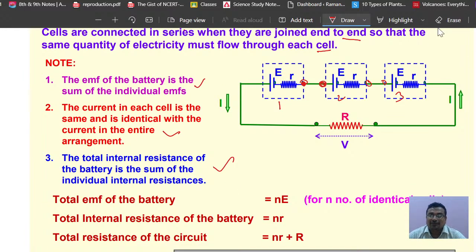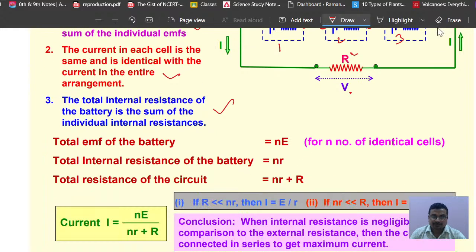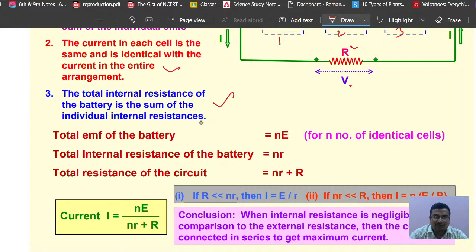So now my dear friends, tell me how many cells are there? There are three cells. How are they connected? They are connected in series. Why are we saying they are in series? Because they are connected end to end. What does the r represent here? Internal resistance. What does E represent? Electromotive force. What is this R? External resistance. What is V? It is voltage.